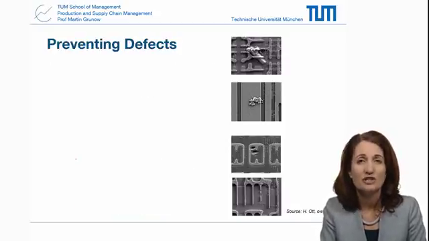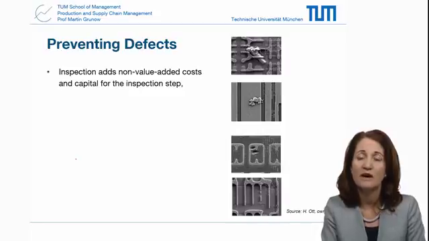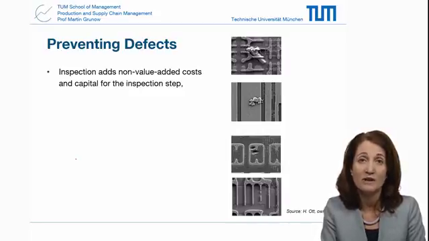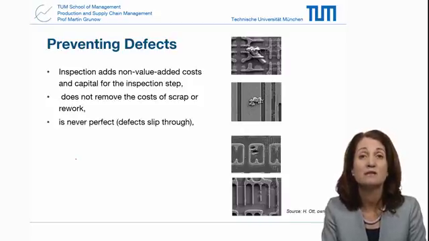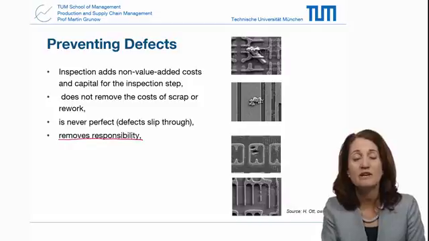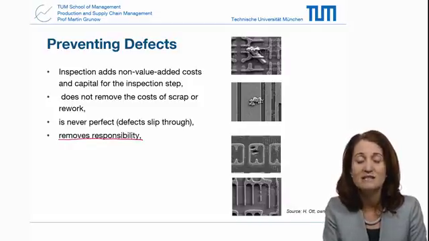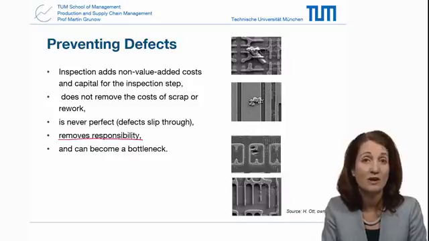But of course, prevention is better than inspection. Why is that? Well, inspection is adding non-value-added costs and capital for that inspection step, and it doesn't remove the cost of scrap or rework. An inspection is never perfect. Defects can slip through and cause external failures. And very importantly, inspection removes the responsibility, because the inspection is not occurring where the defect occurs. It's downstream from where the actual problem is. And inspection itself can become a bottleneck in your system.